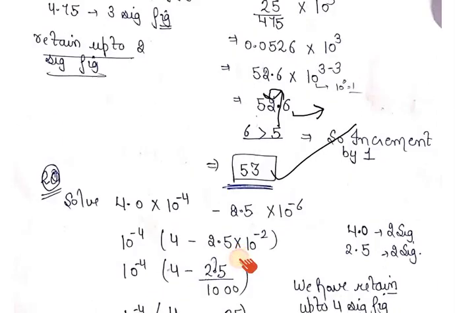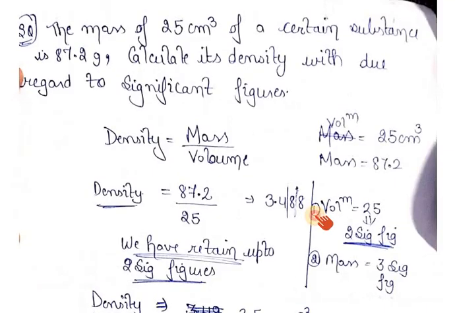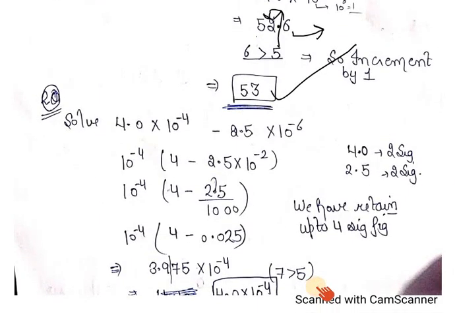Second, you have to multiply 4 into 10 to the power minus 4 minus 2.5 into 10 to the power minus 6. In the first number, the number of significant figures is 2. In the second, there are 2, right? So no problem, you have to retain your answer up to 2 significant figures, right? Please make a correction here. You have to retain your answer up to 2 significant figures, so here 2, not 4, right?